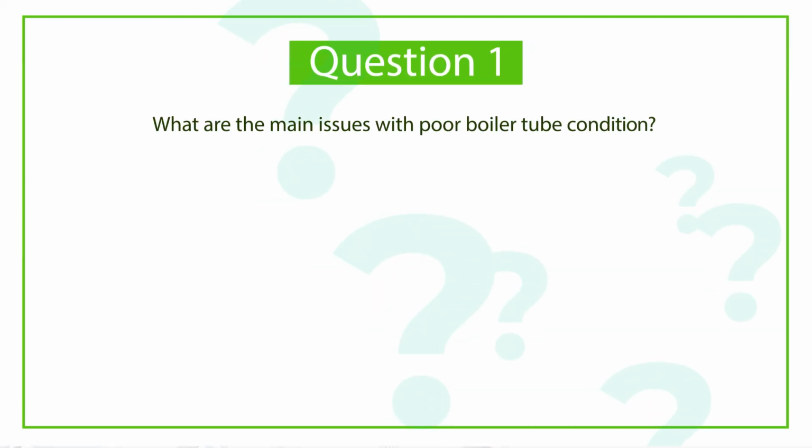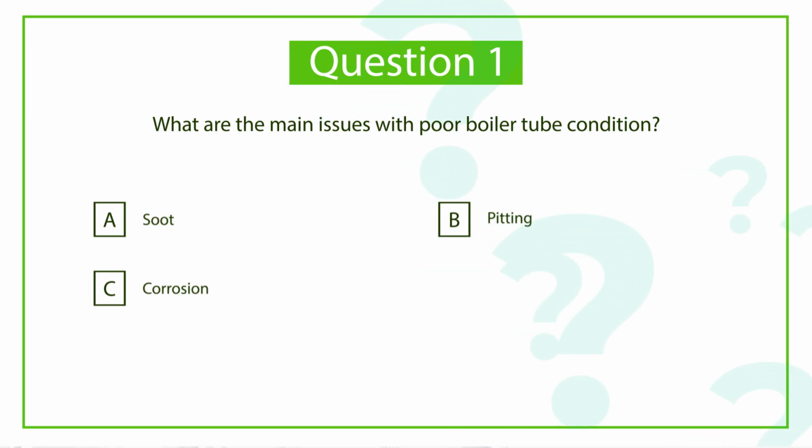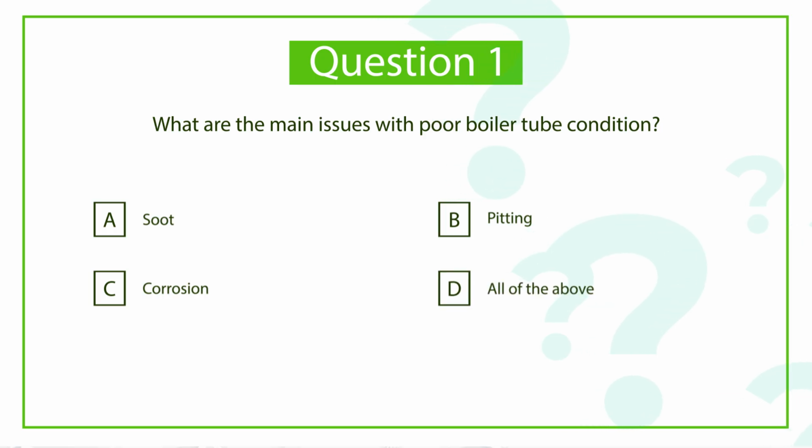1. What are the main issues with poor boiler tube condition? A. Soot. B. Pitting. C. Corrosion. D. All of the above.